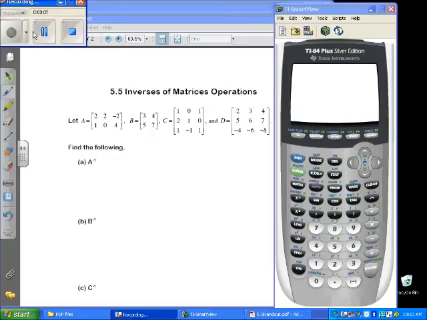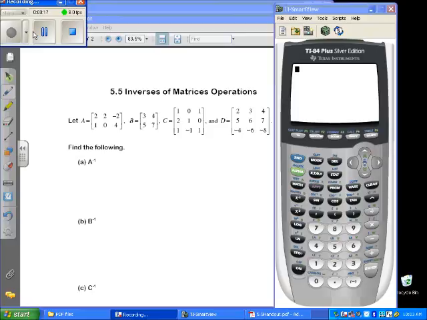At 5.5, inverses of matrices, and we have 4 examples up here. The first thing you want to do is go ahead and put those 4 examples into your calculator, which I have already done. If you haven't done that, then go ahead and pause and put those in. And then we want to find the inverse of these 4 matrices.